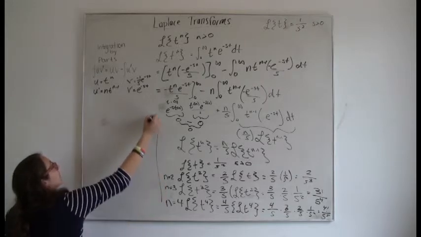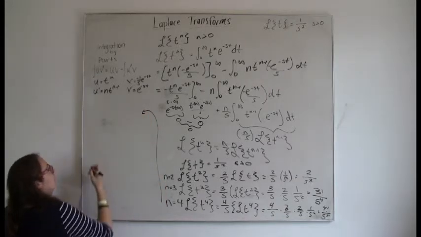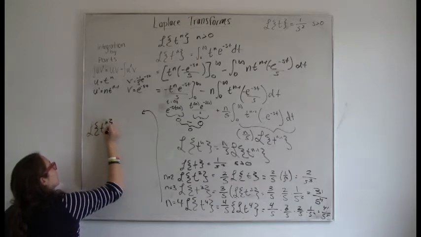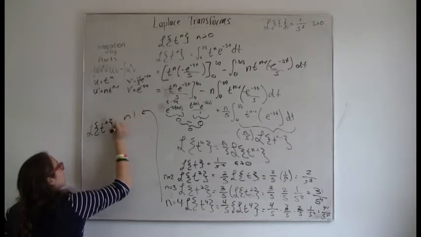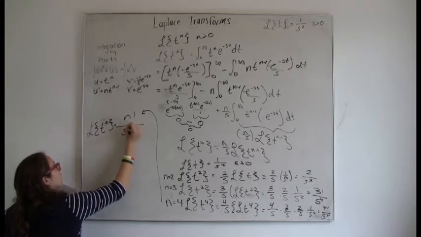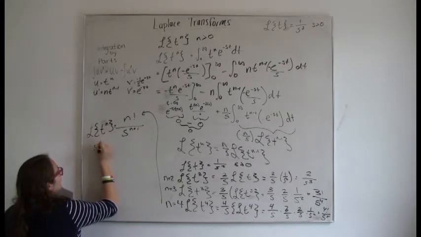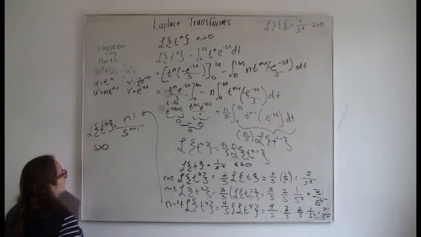So now we know that because of our pattern, the Laplace transform of t to the n is equivalent to n factorial over s to the n plus 1. And we do have to assume here that s is greater than 0, because that is an assumption we carried throughout the whole thing. So that's pretty cool.